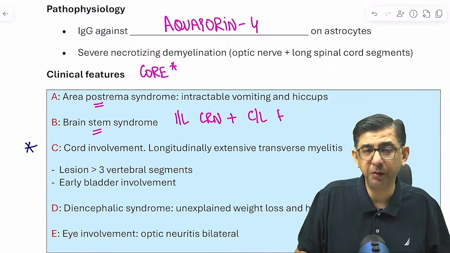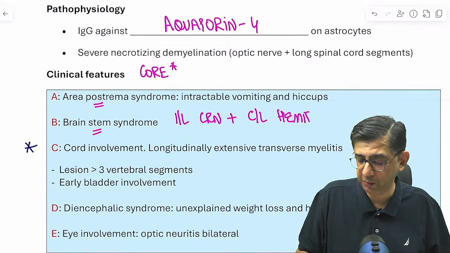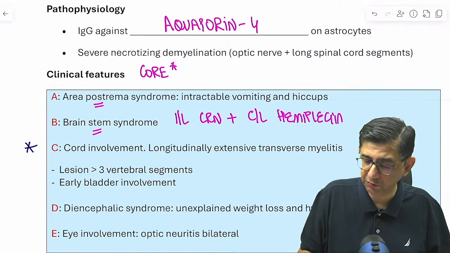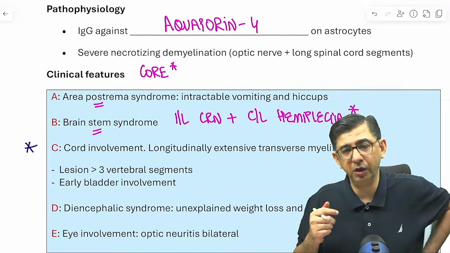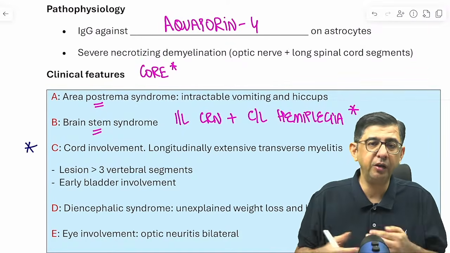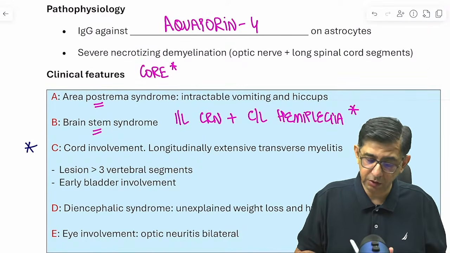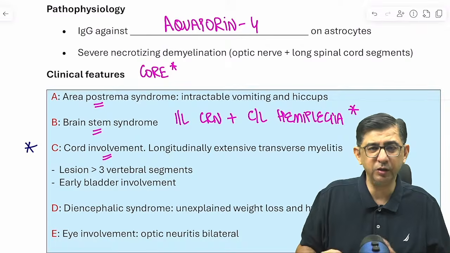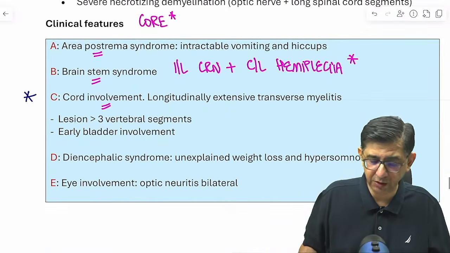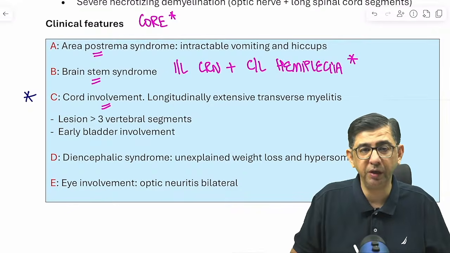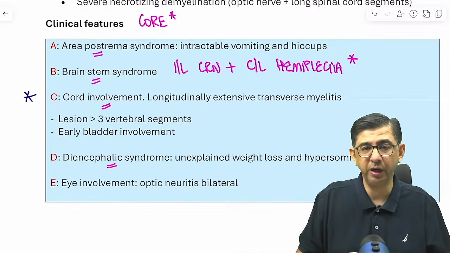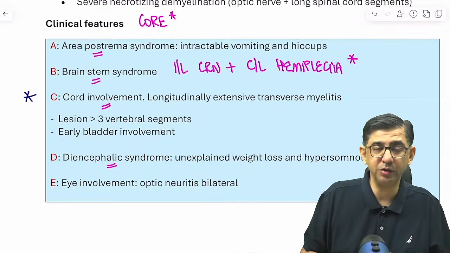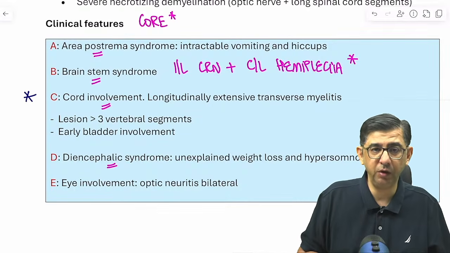and he might mention a contralateral hemiplegia. So midbrain stroke features can be given in the question as well, and that is the confounding factor, because on one hand I was saying optic neuritis, spinal cord involvement, and now suddenly there's a cranial palsy coming in. Then there is cord involvement, which is obviously the core feature, longitudinally extensive, and early bladder involvement would be given. And then he will talk about diencephalic syndrome, unexplained weight loss and hypersomnolence. That is because of the hypothalamus getting involved.